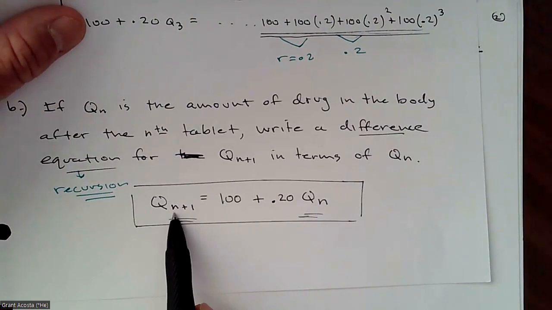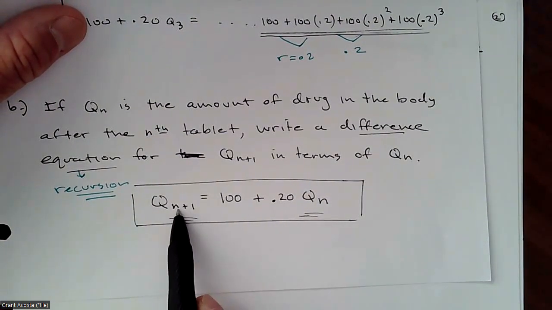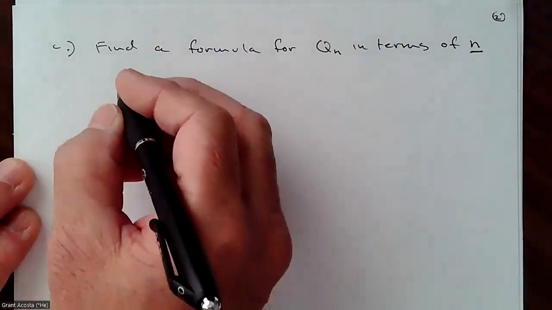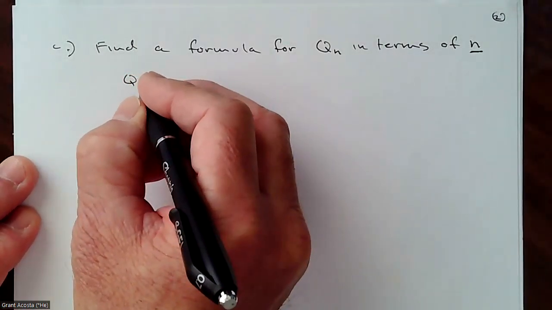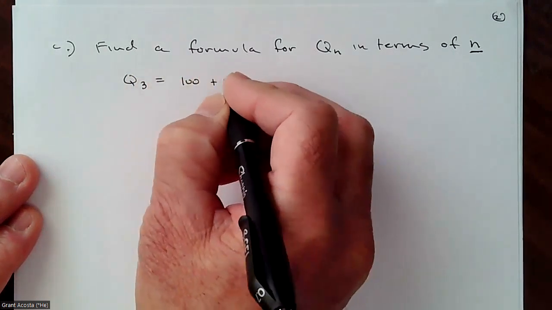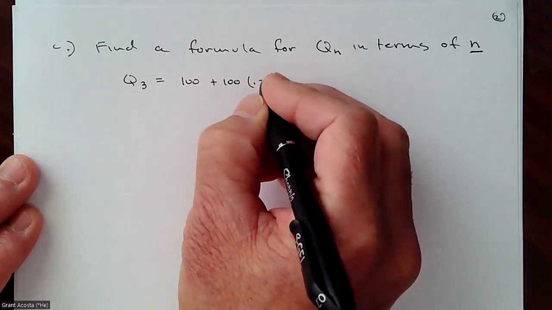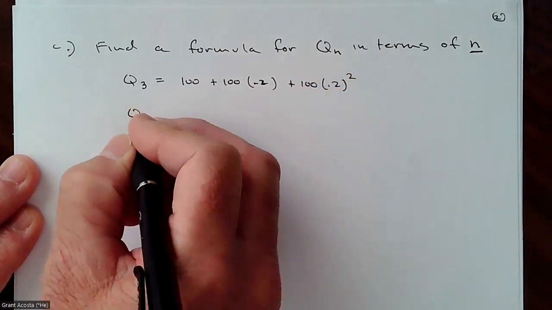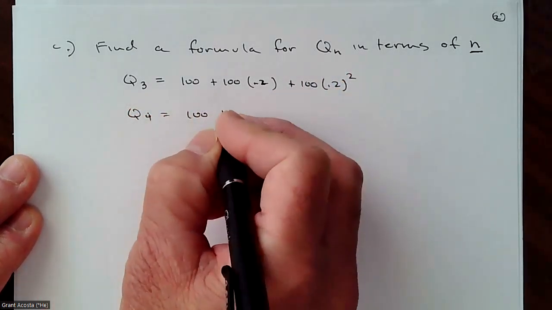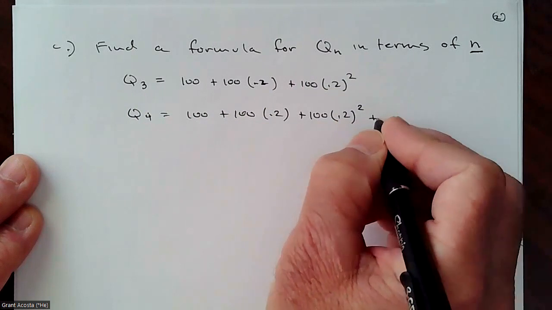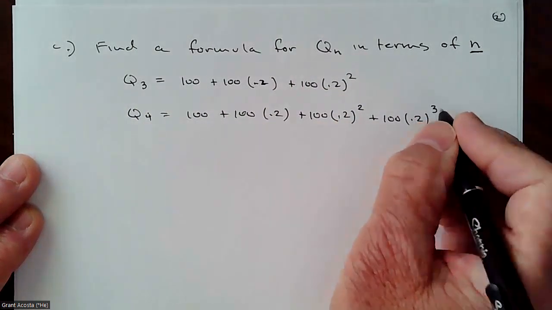The formula we found here is not a formula in terms of N, it's a formula for the amount in the next dose based on the previous dose, right? That's not in terms of how many doses. So using what we had before in our table, let me just summarize here. For Q3, we had 100 plus 100 times 0.2, plus 100 times 0.2 squared. For Q4, we had 100 plus 100 times 0.2, plus 100 times 0.2 squared, plus 100 times 0.2 cubed.